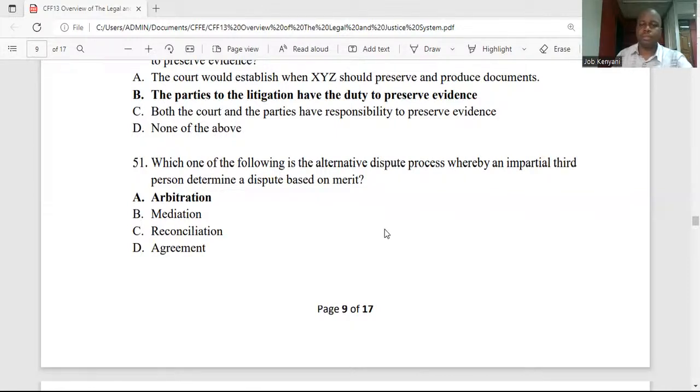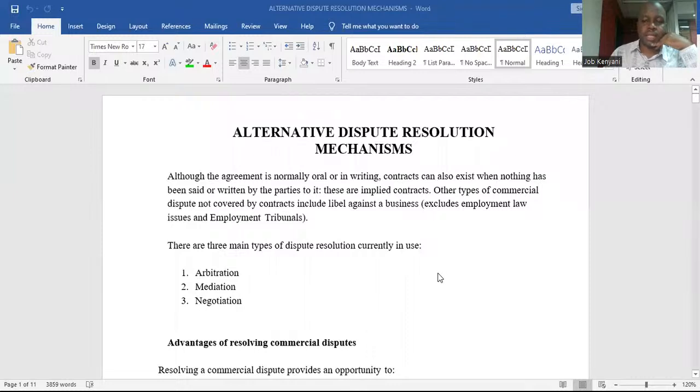So arbitration is whereby there will be an impartial third-party person who will be able to determine that particular dispute. You go before the arbitrators, who will be able to resolve the matter.